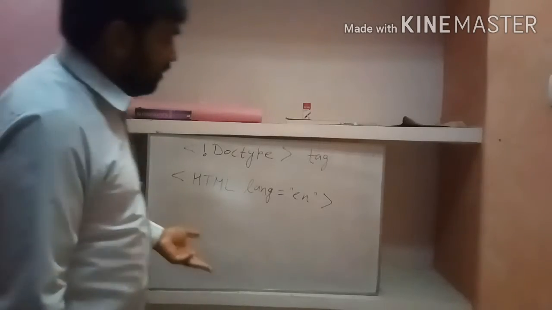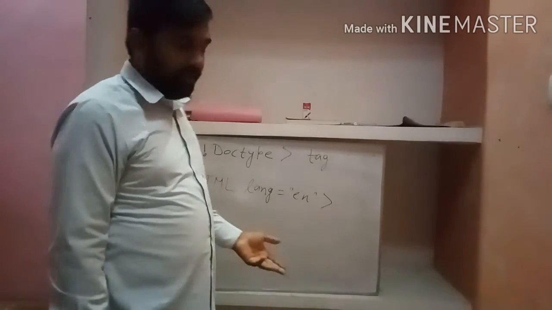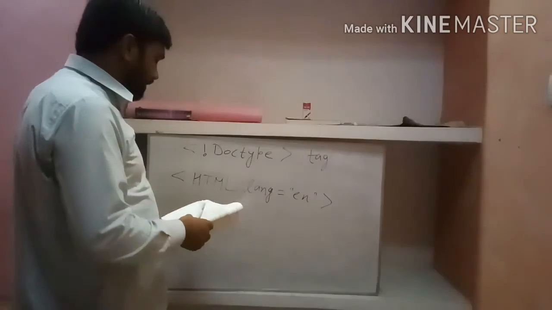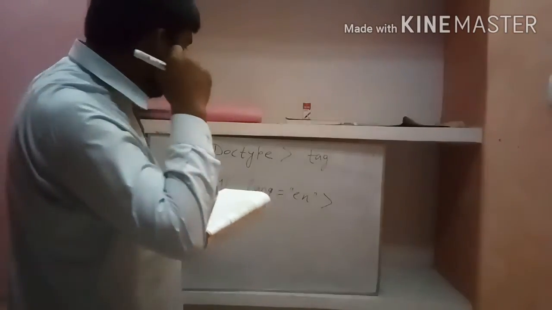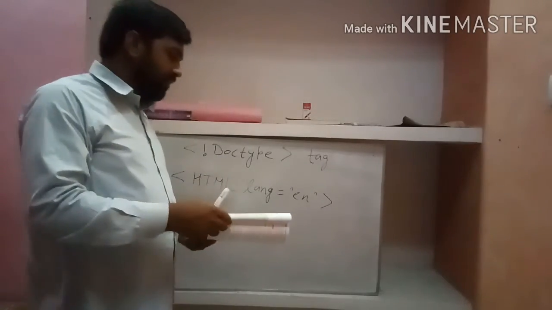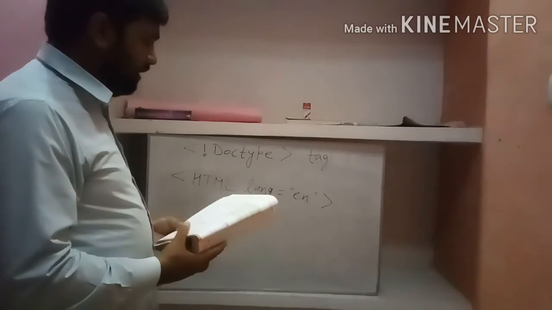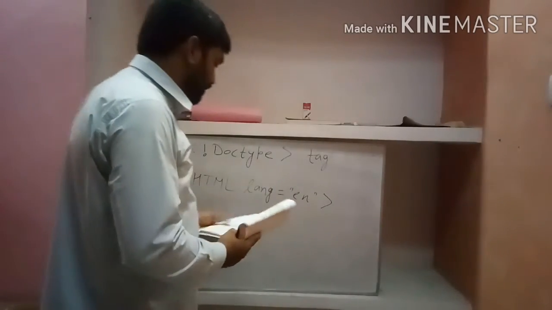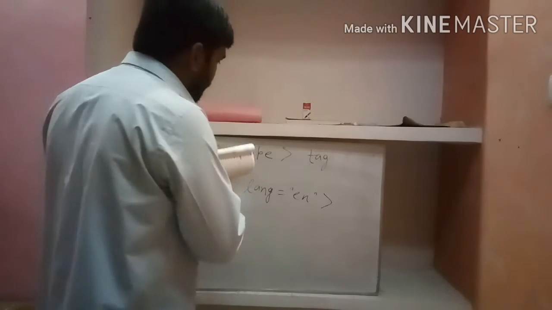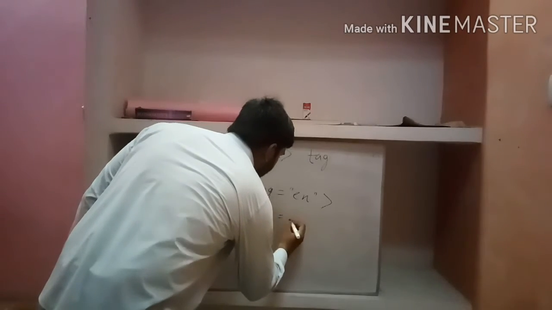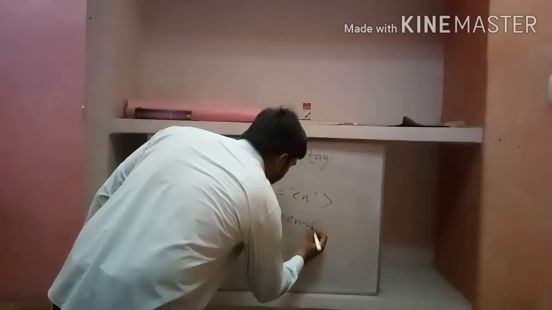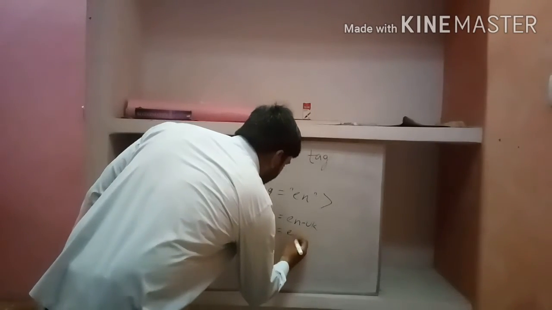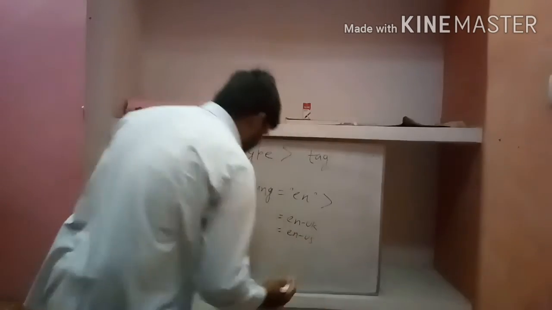Some other languages are also possible. Today we can write the HTML code in Hindi, Japanese, Greek, French, and also UK English or US English. If you are writing the code in UK English, what do you write? en-UK. If you are writing the code in US English, you have to write en-US.